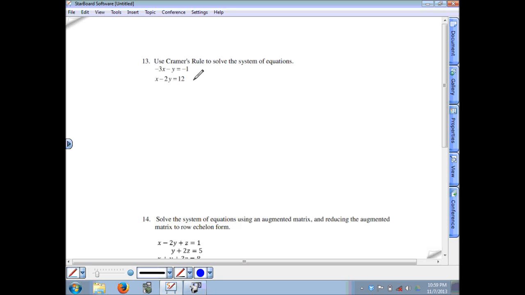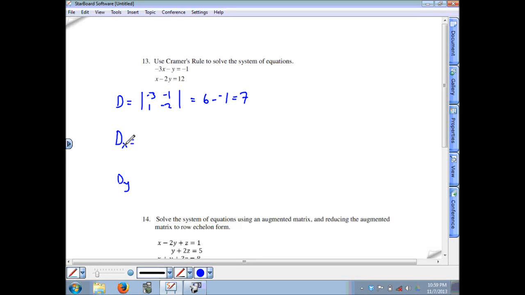Question 13, using Cramer's rule to solve. Cramer's rule involves setting up a series of determinants and then dividing them to find your values of x and y, or z, however many variables you're looking for. So if it's 2 variables you're looking for, you need 3 determinants, D, D sub x, and D sub y. The determinant D is simply the determinant formed by the matrix of the coefficients of the variables. So this is negative 3, negative 1, 1, and negative 2. The determinant is going to be AD, negative 3 times negative 2, which is 6, minus this cross product here, so it's minus negative 1, and that's 7.